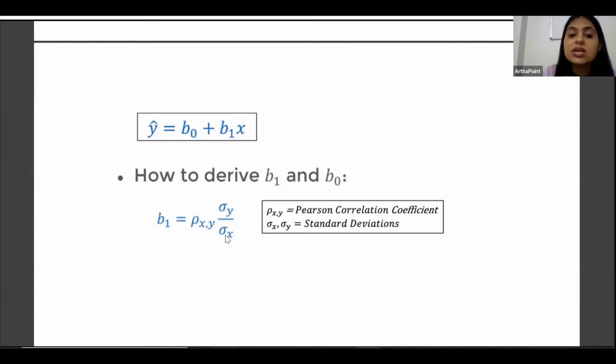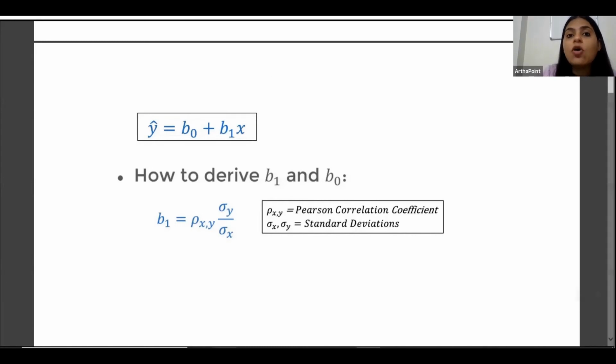This tells us that the value of beta 1 is the correlation coefficient times the standard deviation of y upon the standard deviation of x. Now you may ask, how is this value derived? Why this value? Why not anything else? Well, this value is derived by minimizing the sum of the squared errors.